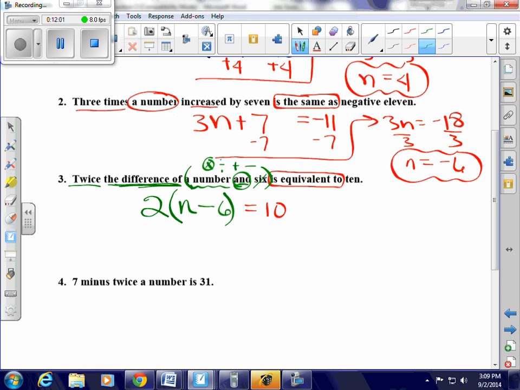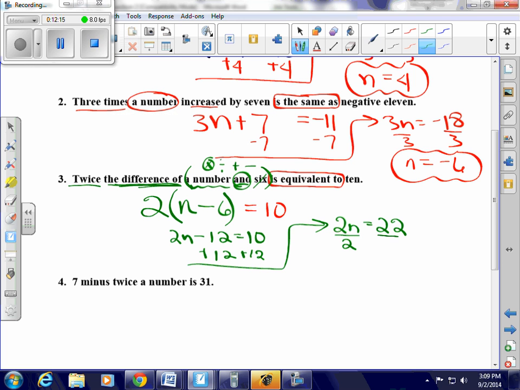Clearing the parentheses using the distributive property, we have 2n minus 12 is equal to 10. Adding 12 to both sides, I'm going to get 2n is equal to 22. Dividing both sides by 2, n is equal to 11.